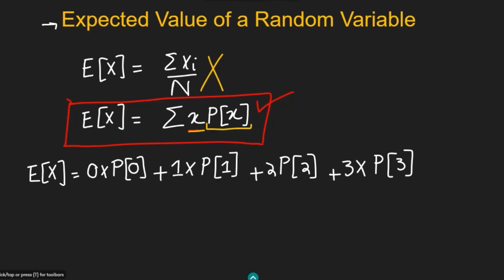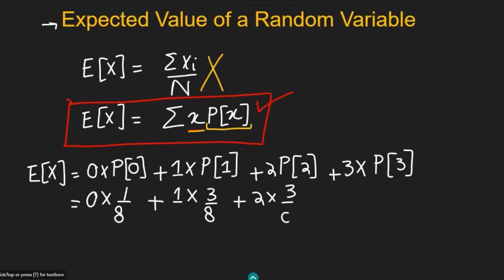Okay, so we have these values: this is 0 and the probability of 0 heads is 1 by 8. Similarly 1, and the probability that the number of heads is 1 is 3 by 8. Similarly 2, and the probability that the number of heads is equal to 2 is again 3 by 8, and 3 multiplied by the probability that the number of heads is equal to 3, which is 1 by 8.